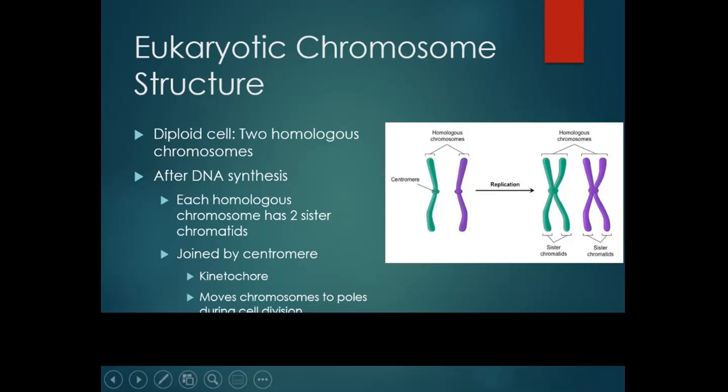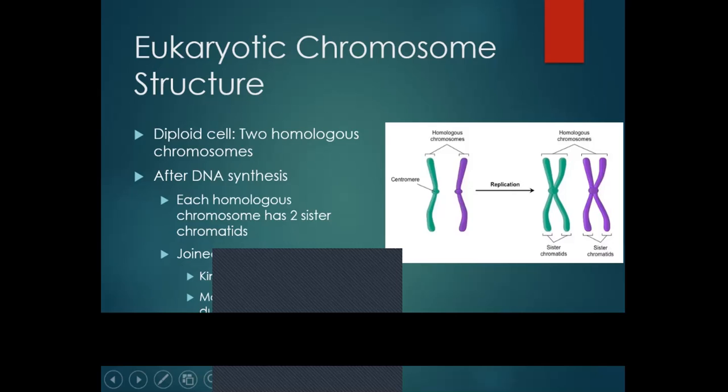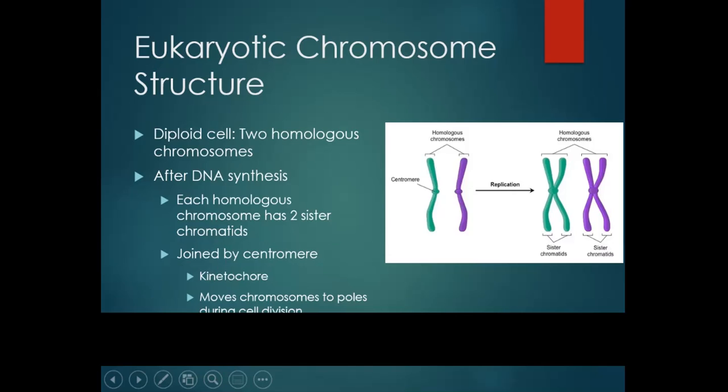Okay, during mitosis, each of these homologous chromosomes lines up separately on the metaphase plate. During the first stage of meiosis, the homologous chromosomes line up together next to each other on the metaphase plate. Okay, telomeres, as I said before, are the parts at the ends of the chromosomes.